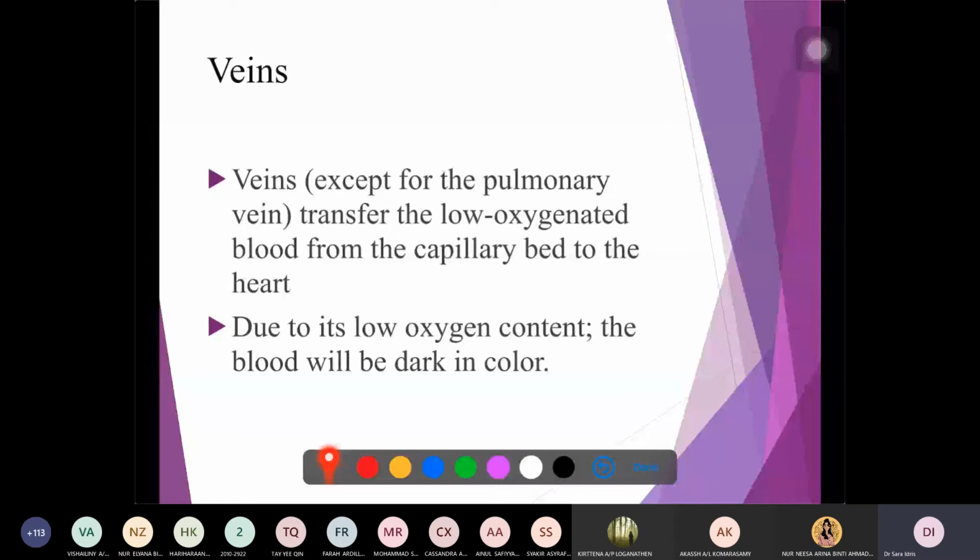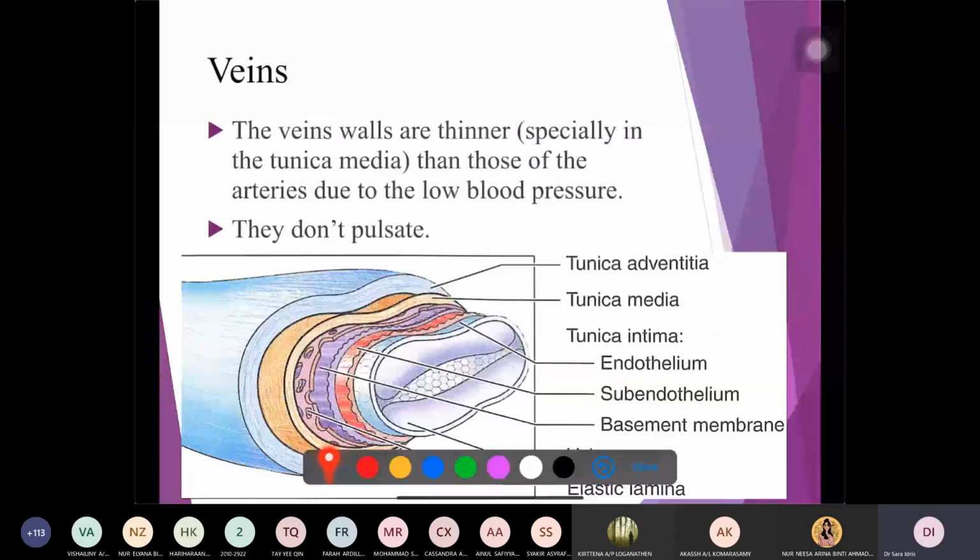Okay, so the venous walls are thinner, especially in the tunica media, because the pressure in your veins is not as high as the pressure in your arterial system. Remember, the one that controls the blood pressure is the arterial system. So after the arterial side, you don't have that high amount of blood pressure. You do still have blood pressure, of course, but it's not as high as in the arterial system.